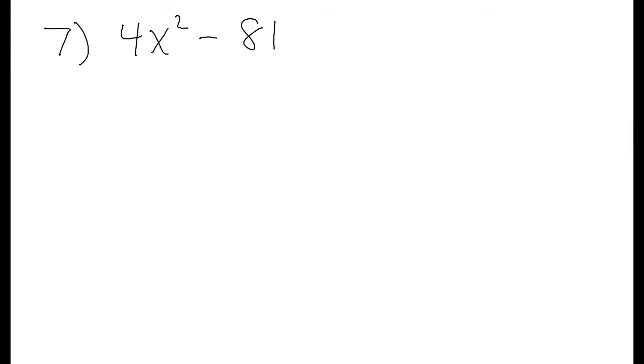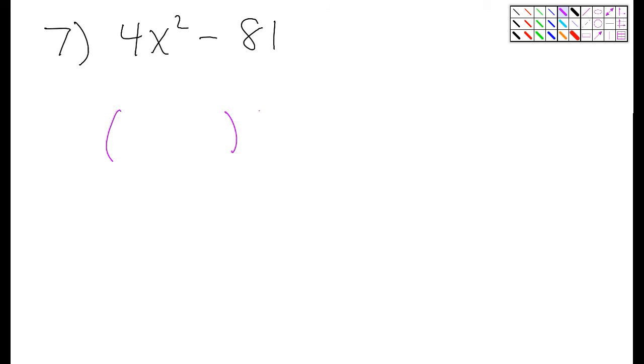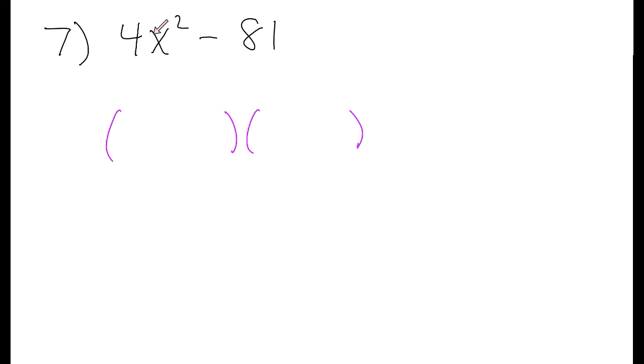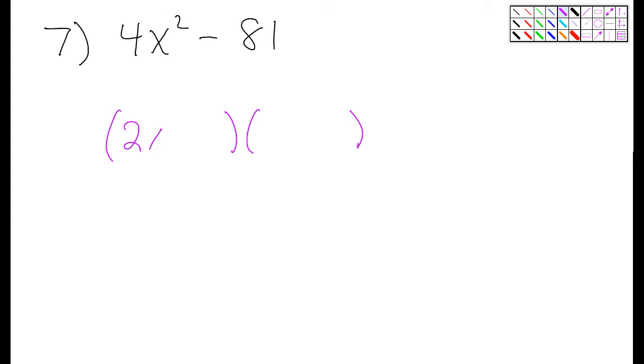Next up is problem number 7, which is a binomial. And you might think, well, there's nothing I can take out of both. There's no greatest common factor. That's true. But this is a special binomial because this term is a perfect square and this term is a perfect square. That's what we call the difference of squares. So when we factor it, it's going to look like this, two binomial expressions multiplied. And I ask myself, well, what times itself gives me 4x squared? That's just 2x, so I put those here.